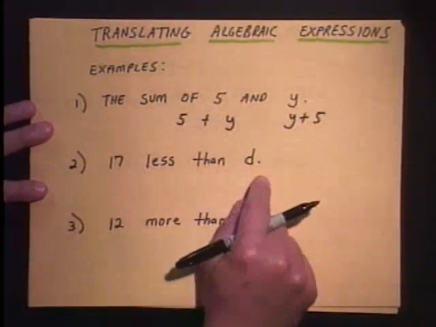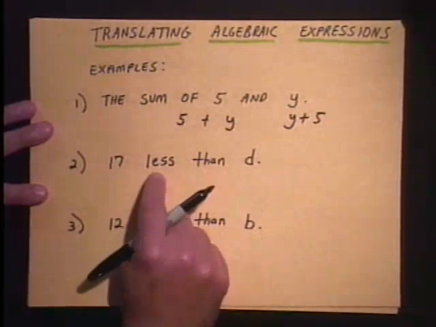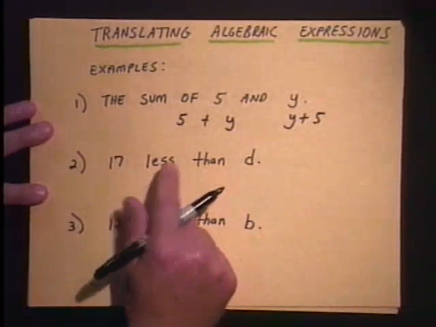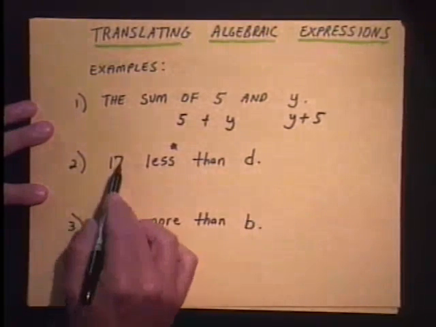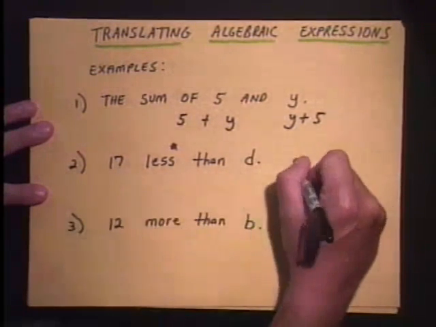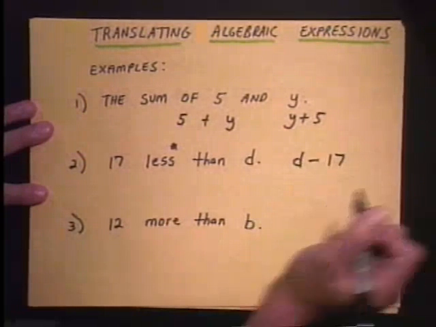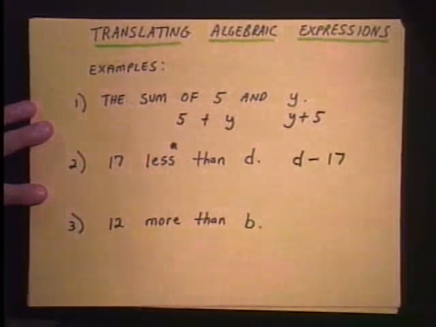17 less than a number d. Now there's that little word less, and that's the one that's dangerous. It had the little asterisk there on that graphic, so watch out: whatever comes first is written last. So this would be d subtract 17, or d minus 17.